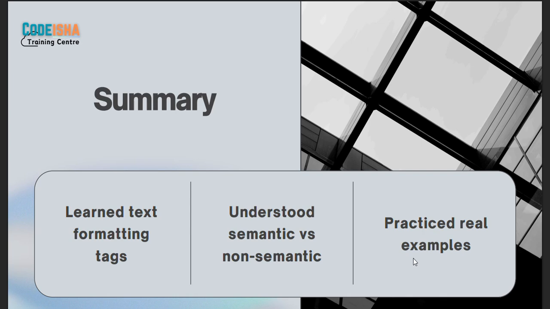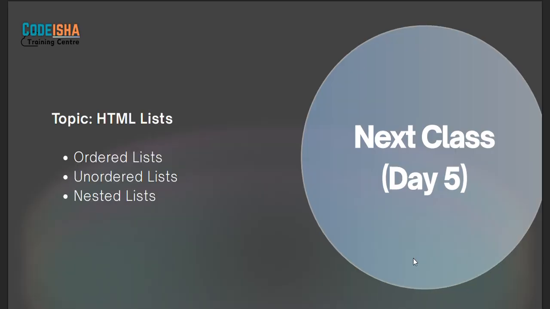So we are done today. We learned text formatting tags, understood semantic versus non-semantic tags, and practiced real examples, right? So up to here everything okay? In the next upcoming class we're gonna learn about HTML lists. In those lists we have the ordered list, the unordered list and nested lists. So we'll learn about HTML lists in the next session.